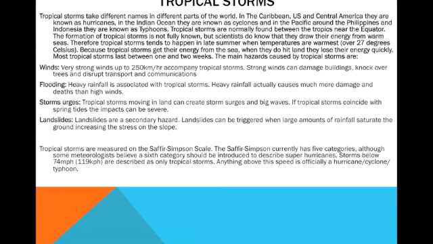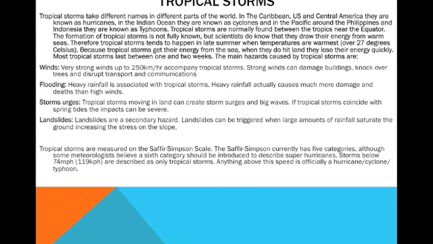The formation of tropical storms is not fully known, but scientists do know that they draw their energy from warm seas. Therefore, tropical storms tend to happen in late summer, when temperatures are the warmest, so over 27 degrees Celsius. Because tropical storms get their energy from the sea, when they do hit land, they lose their energy fairly quickly. Most tropical storms last between 1 and 2 weeks.